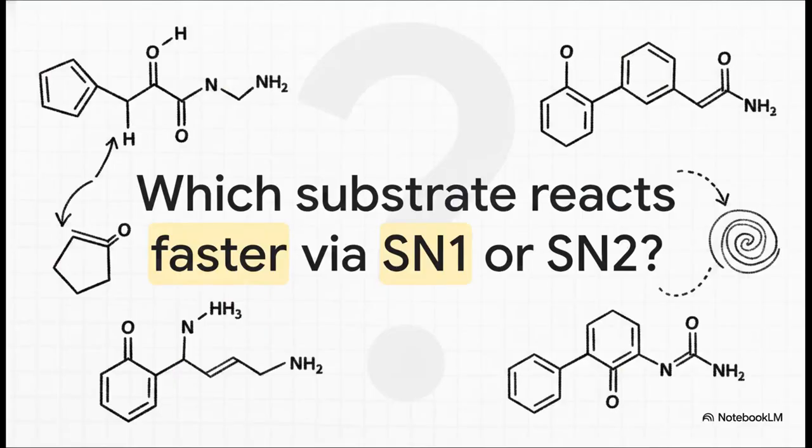Okay, let's put it all together in Section 6, Solving Complex Reaction Problems. All right, detectives, here is your first actual challenge. If you have a series of substrates with different branching, I want you to pause and predict which one of these reacts the fastest via SN1 and which reacts fastest via SN2.